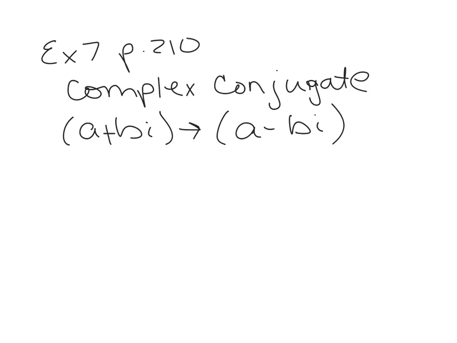So we're going to start with example 7 on page 210. Letter A says 2 minus i over 4 plus i.